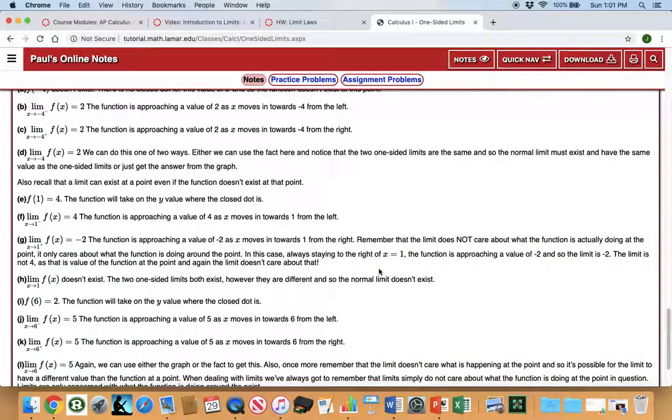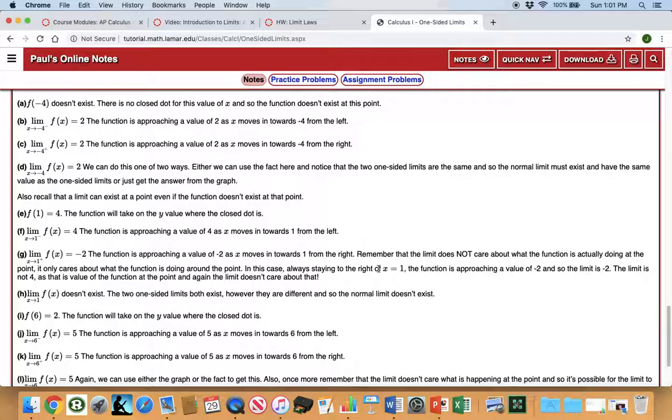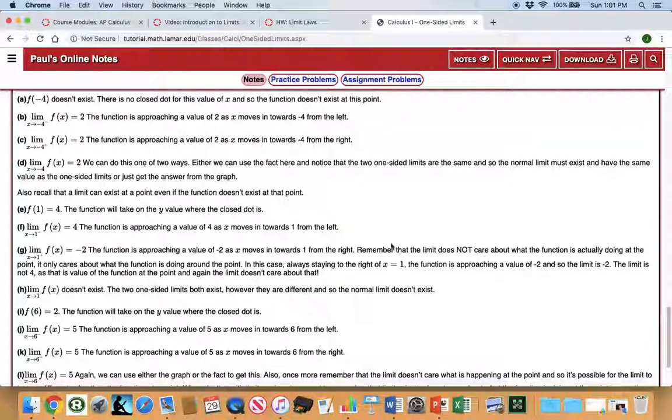Here are the answers. I'll just put them up here for a minute. So if you want to see them written out in words, you can see the answers right here. I'll just leave it here for a minute.